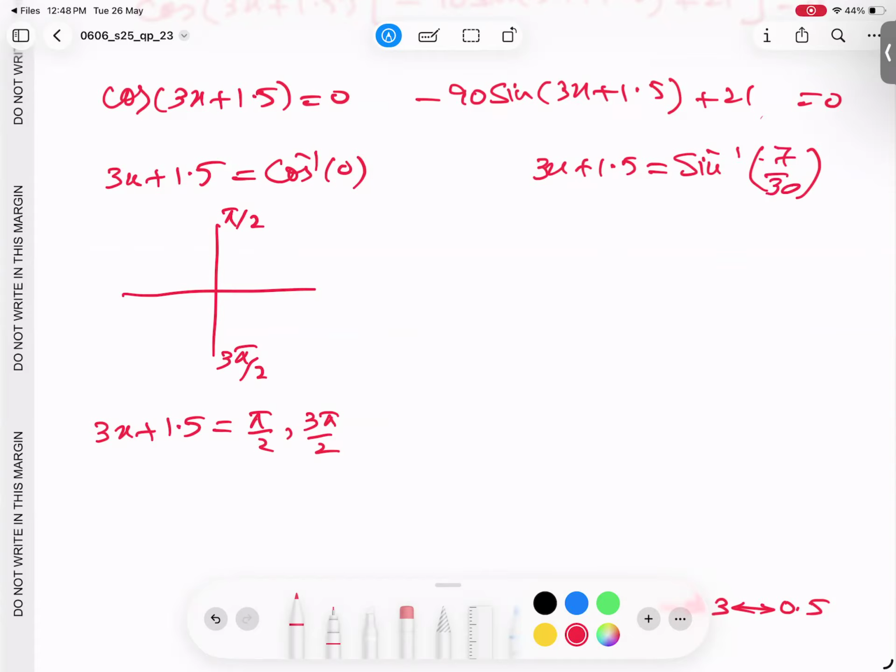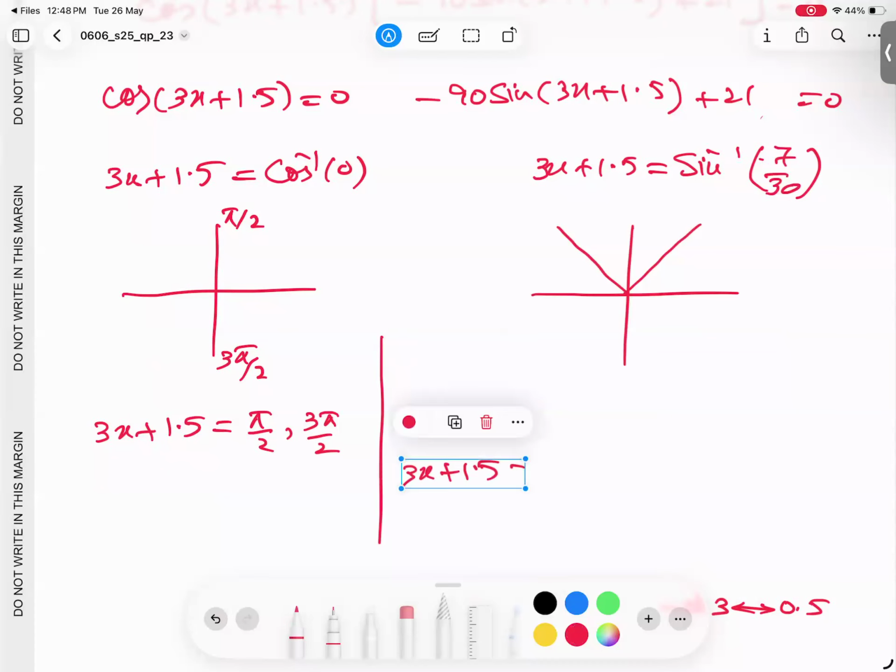Now, sine positive is where? Sine is positive in the first quadrant and this one. So I'm going to find it. First of all, I'll go for it later. First, I'll find alpha. I assume this as alpha. So sine inverse of that. When you take sine inverse of 7 divided by 30, sorry, not 20, 30. I'm getting 0.236.